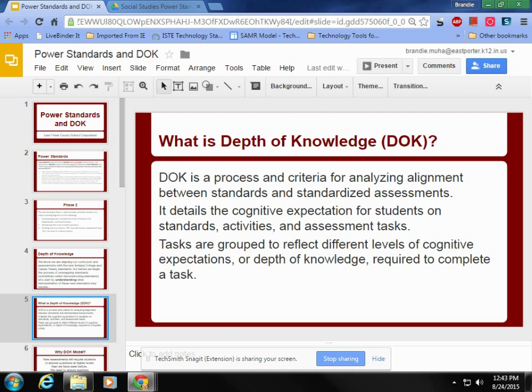So what is depth of knowledge? It's a process and criteria for analyzing alignment between standards and standardized assessments. It's the expectation that we have for students in the cognitive aspect. What do we want them to do with the expectations? So the tasks are grouped to reflect different levels of cognitive expectations required to complete a task.